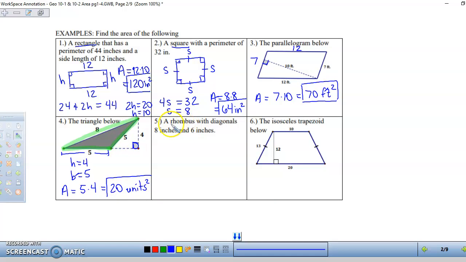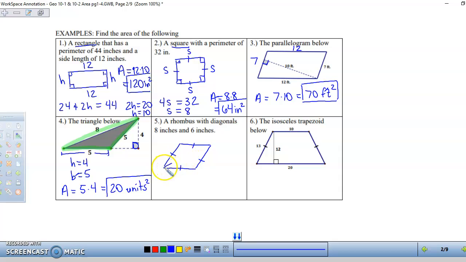Okay, rhombus. So a rhombus with diagonals of 8 inches and 6 inches. So I would highly recommend that you always draw yourself a picture if you don't have one. You have to remember what a rhombus looks like. A rhombus has 4 congruent sides, but it's not necessarily a square.